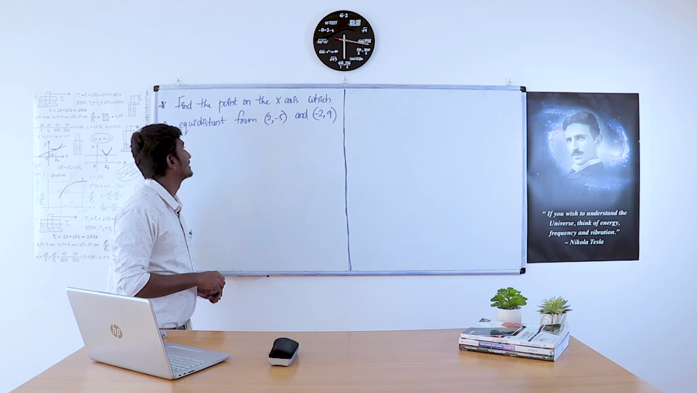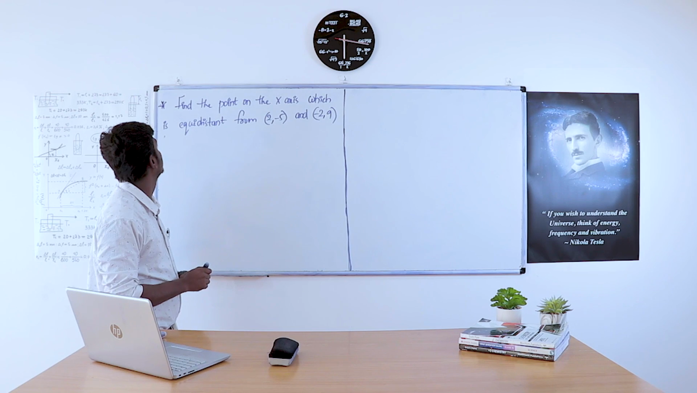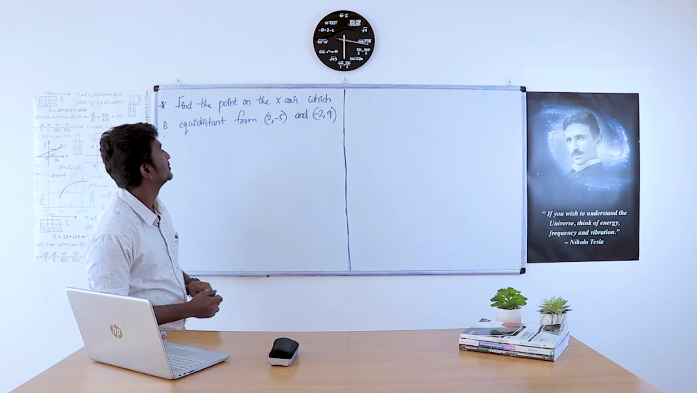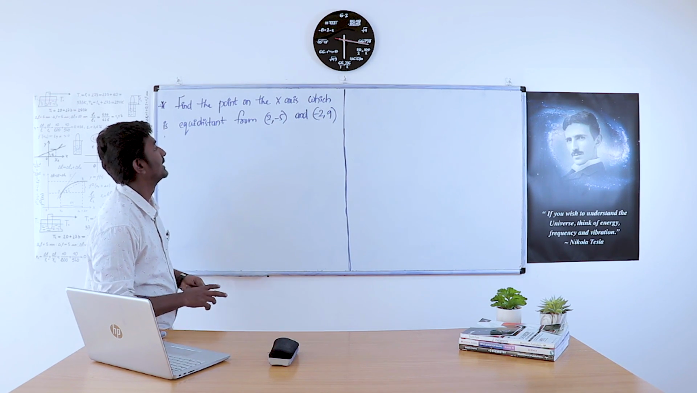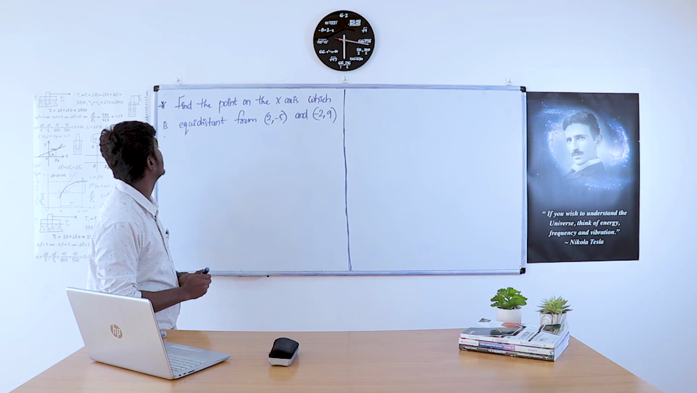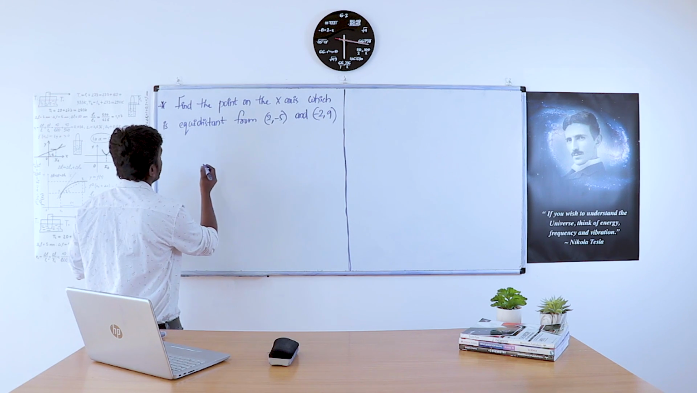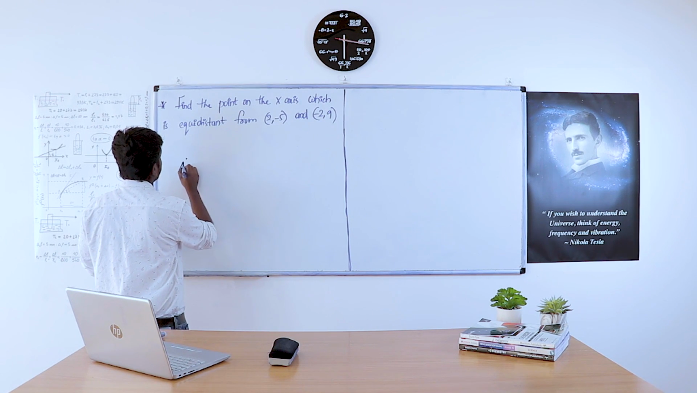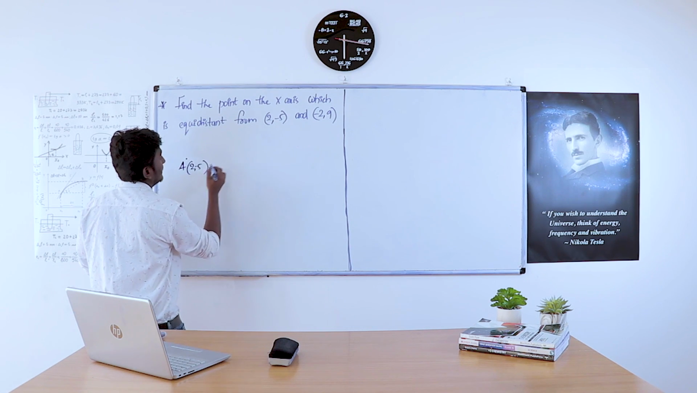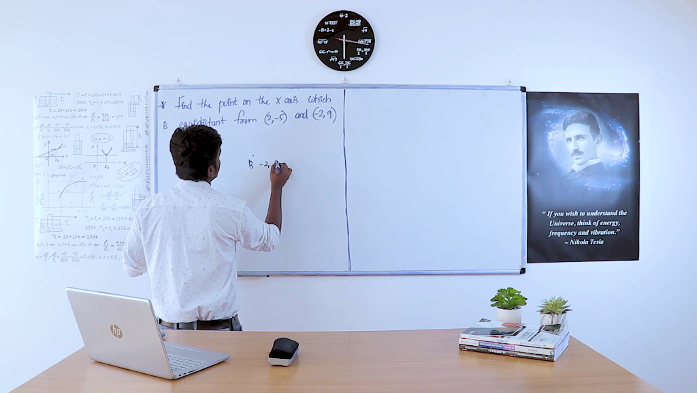Okay. Now moving to one more problem related to distance formula. Find the point on the x-axis which is equidistant from 2 minus 5 and minus 2, 9. So I am taking 3 points. A as 2 minus 5 and B as minus 2, 9.